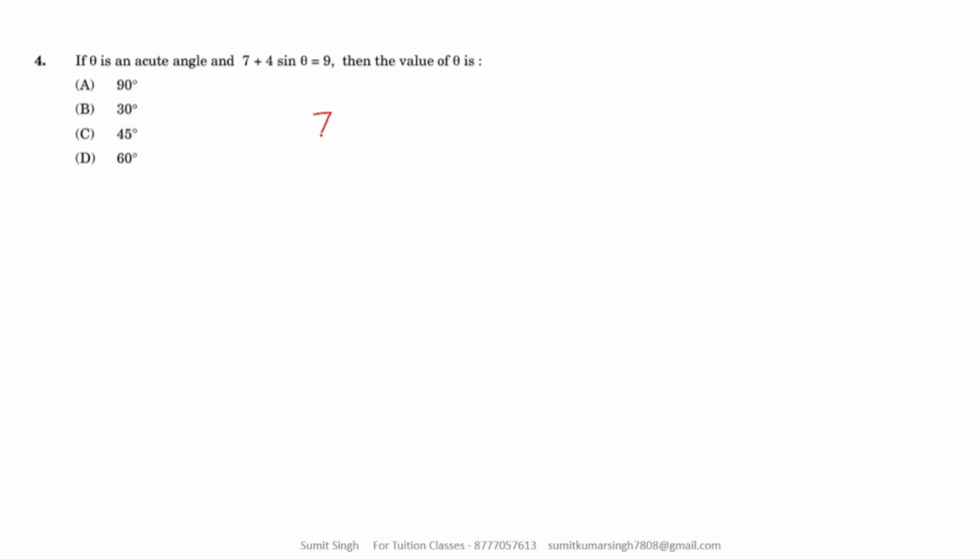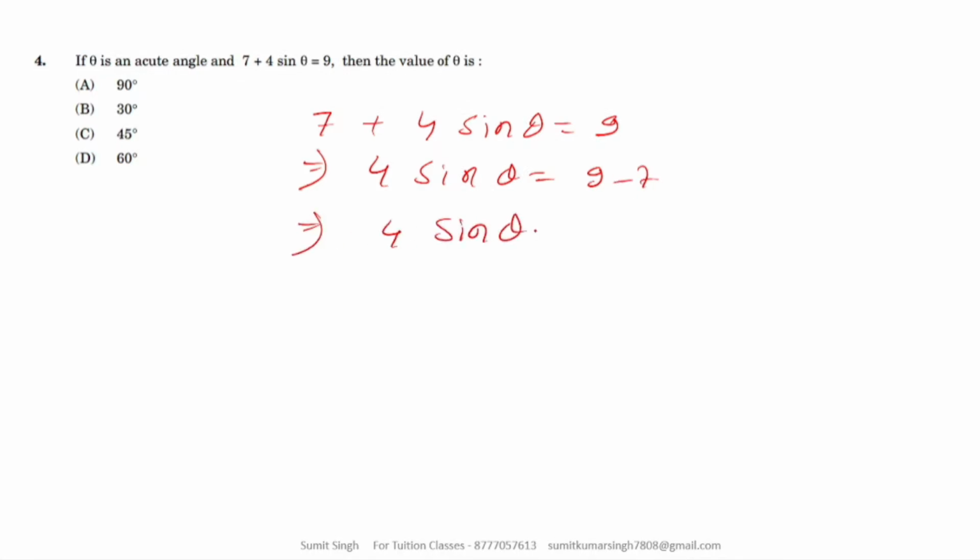In this question we have the condition 7 + 4 sin theta = 9. Then we just have to find the value of theta here. So we will have 4 sin theta = 9 - 7, which gives us 4 sin theta = 2. Now the value of sin theta will be 2/4, which is basically 1/2.